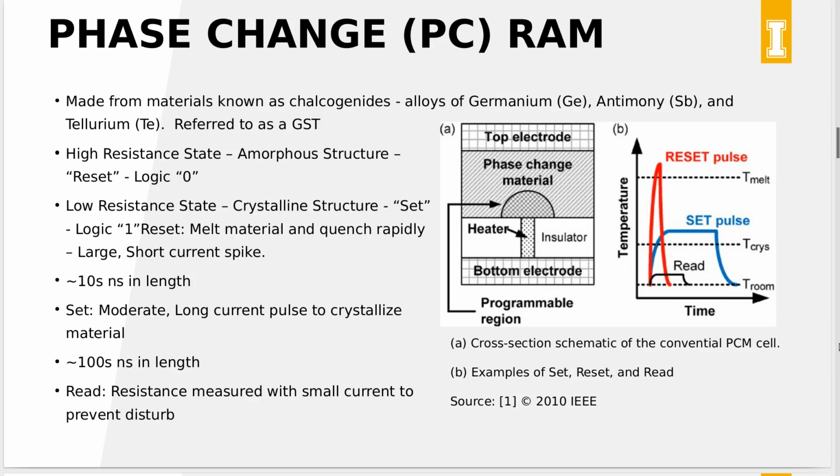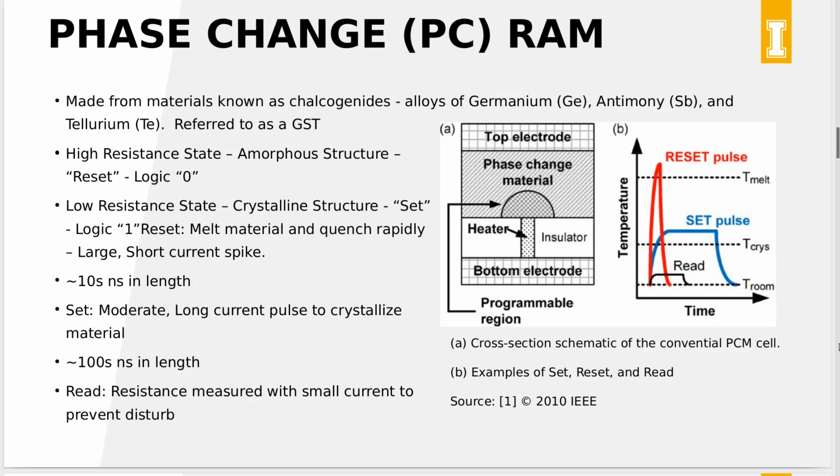This is made of material known as chalcogenides. They are alloys of germanium, antimony, and tellurium. There's a lot of research going into these GSTs in order to optimize speed, retention, power, temperature capabilities, all these types of things in order to help fit it into various different areas.